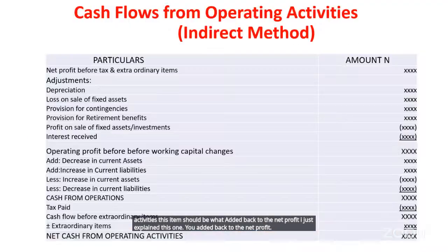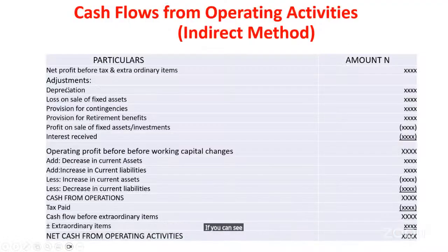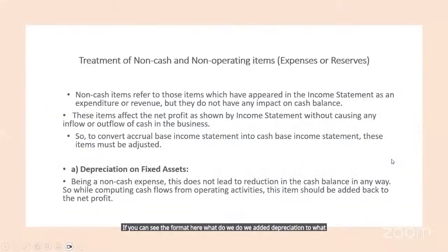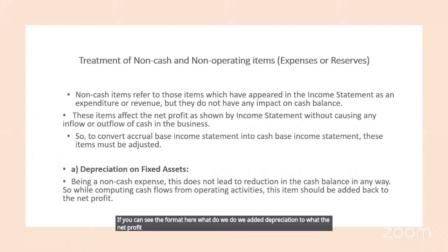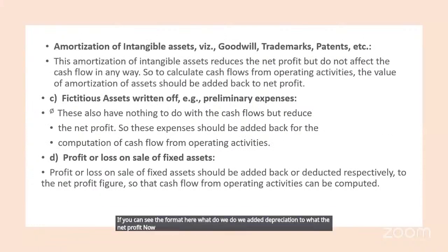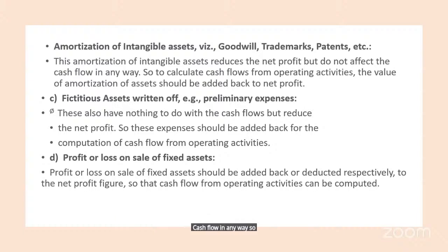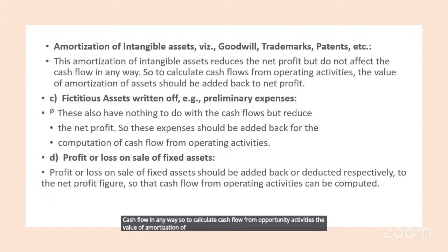If you can see the format here, what did we do? We added depreciation to the net profit. Now we have amortization of intangible asset, that is goodwill, trademarks, patents, and the rest of them. This amortization of intangible asset reduces the net profit but does not affect cash flow in any way. So to calculate cash flow from operating activities, the value of amortization of assets should be added back to net profit.